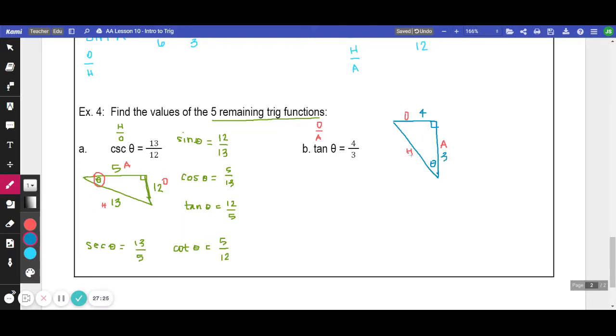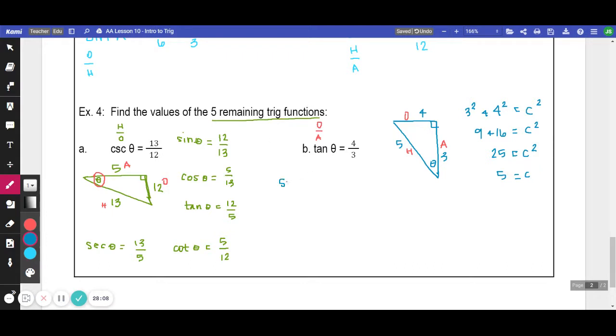We need hypotenuse, so we have to do Pythagorean theorem. But this time, we know the 2 sides, the 2 legs. I don't know the hypotenuse. So 3 squared plus 4 squared equals c squared. So if we take the square root of both sides, c is 5. If you didn't pause it now, you could try to do the other 5. We're going to do all 5 now.